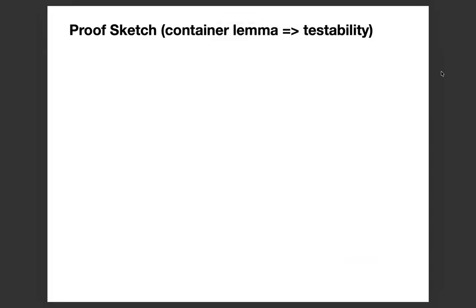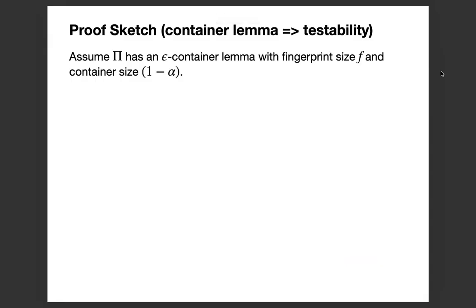Okay, let's look at the other direction. This time we're going to start with a container lemma, and we're going to try to prove that we're testable. So let's assume we have an epsilon container lemma with fingerprint size F and container size 1 minus alpha. Just to recall, what does this actually mean? This means that if you're epsilon far from pi, then all of the pi subgraphs are covered by containers, and they're pretty small.